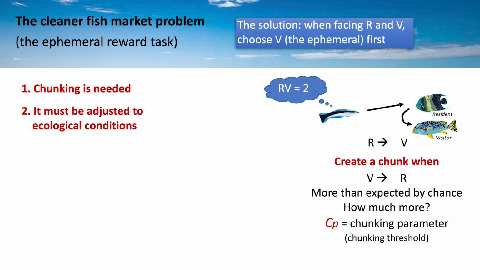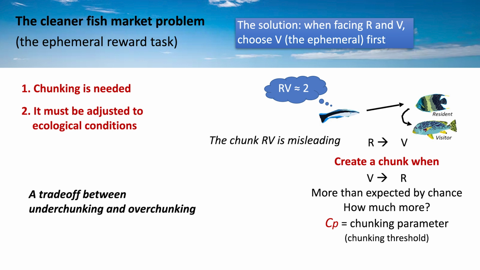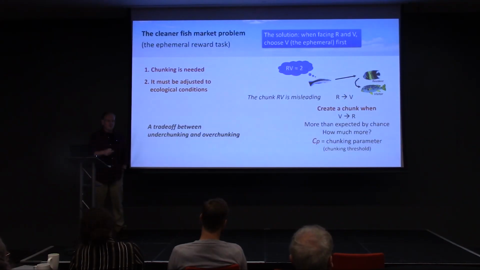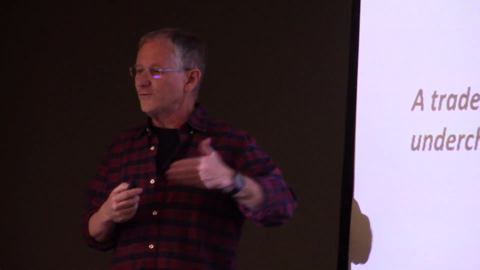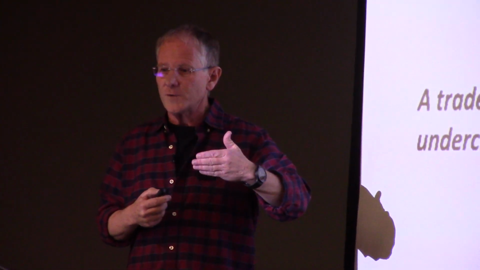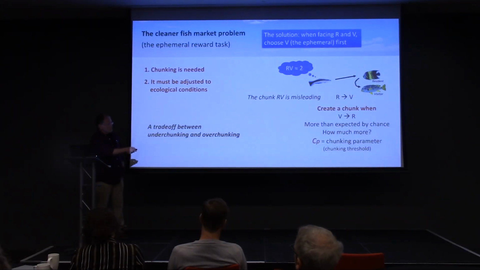So we said that this chunk is misleading. Although it happens rarely, what the fish can learn is that the sequence RV is as good as the sequence VR. So it creates a trade-off between under-chunking and over-chunking. On the one hand, you want to create a chunk as soon as possible so you can learn to prefer the visitor. On the other hand, if you chunk too quickly, even the rare cases when this happened, which is not something that happens every time, can be misleading.